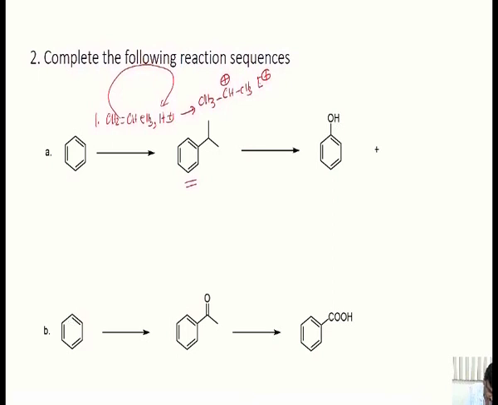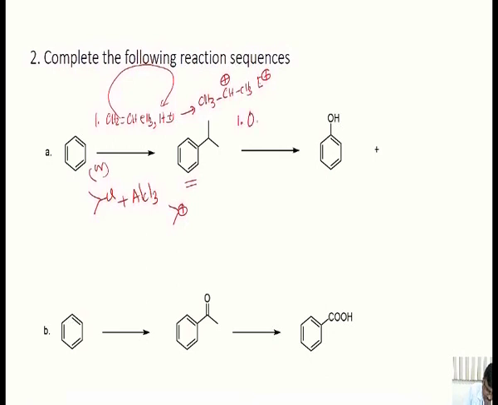Alternatively, if you have the isopropyl chloride, you can react with aluminum chloride to produce isopropyl cation, which can react with the benzene ring via aromatic electrophilic substitution to give this cumene. Once you have this one, this can be converted into phenol by a two-step process.